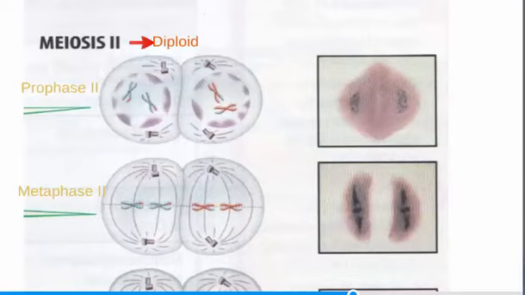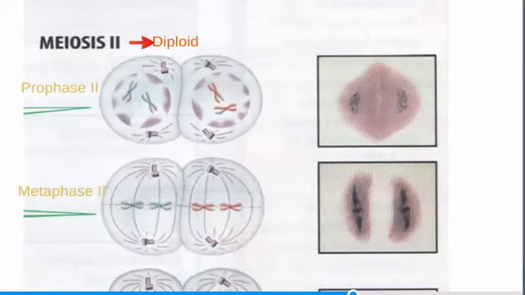So the first phase of meiosis 2 is prophase, but it's prophase 2. In this prophase 2, the centrosomes and the centrioles are going to move to opposite sides of the cell, and the spindle fibers are going to start to assemble. It is the same thing that happens in the first prophase.